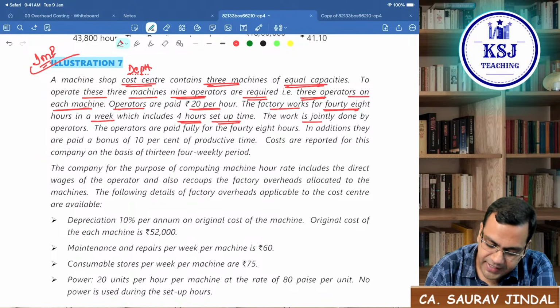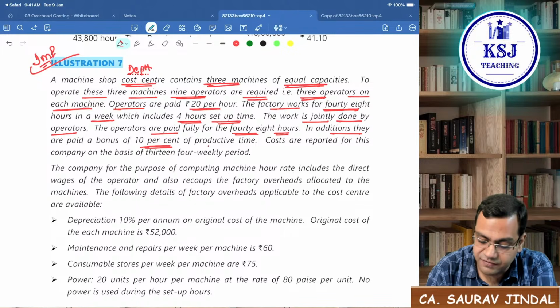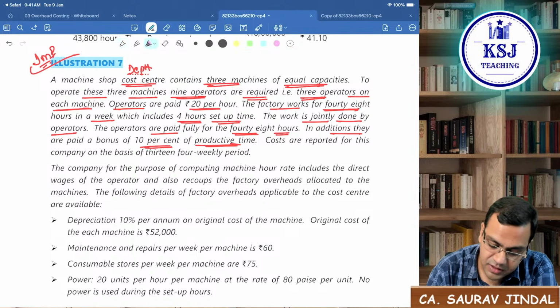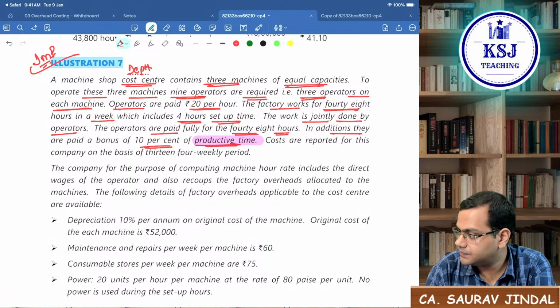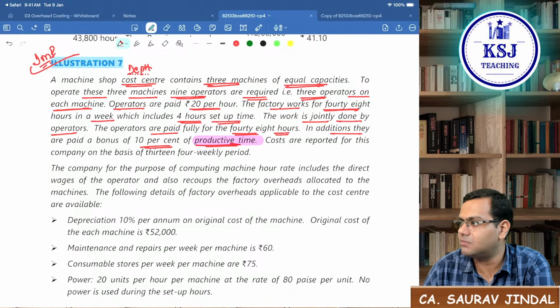The work is jointly done by operators. The operators are paid fully for 48 hours. In addition, they are paid a bonus of 10% of the productive time. Bonus is given as 10% of the productive time. It is 14.095, I think. So you can take 14.10, no issues. It's coming 14.095 something, so if you round off, it will come to 14.10.